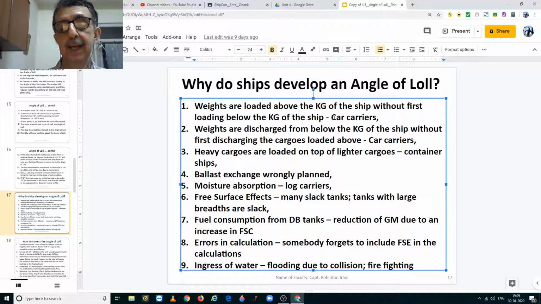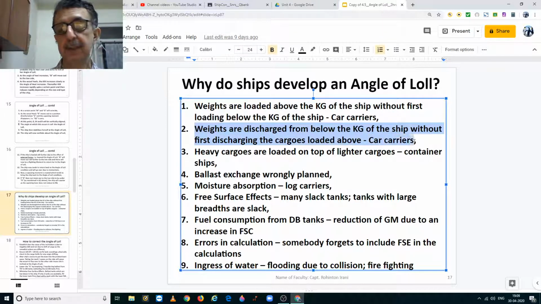In fact, in car carriers, you must always load below the center of gravity of the ship and then go up. If you load above the center of gravity of the ship, you are reducing her metacentric height, and she can go into an angle of loll condition very fast.